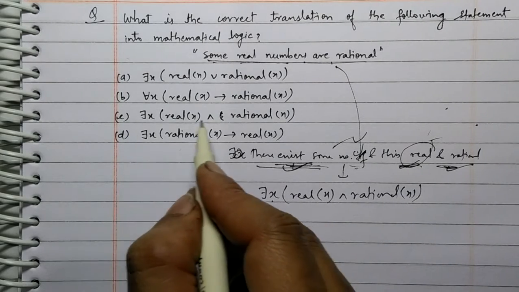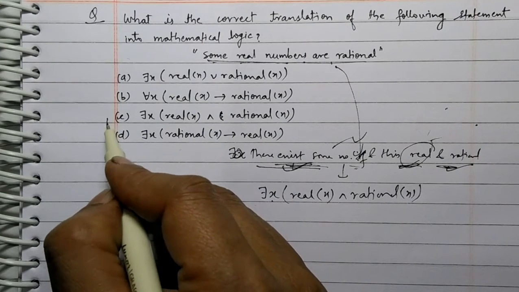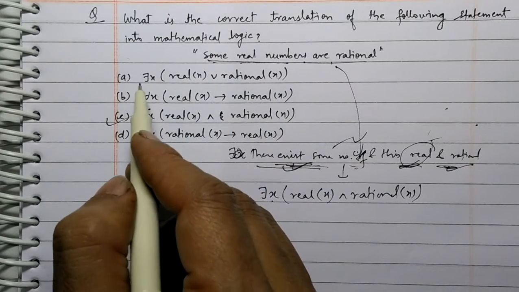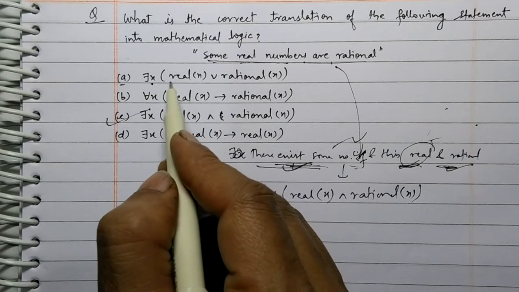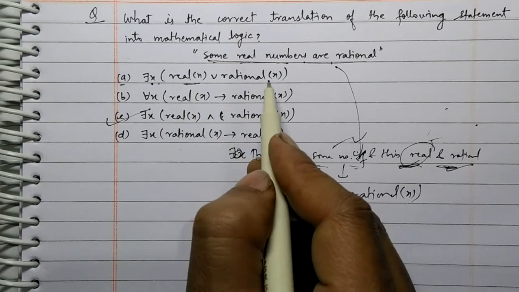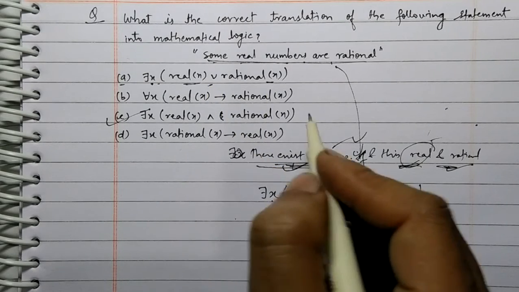I think option C is matching, so C is correct. Let's see how option A is wrong. There is a number x, that x is either real or rational. It is either.